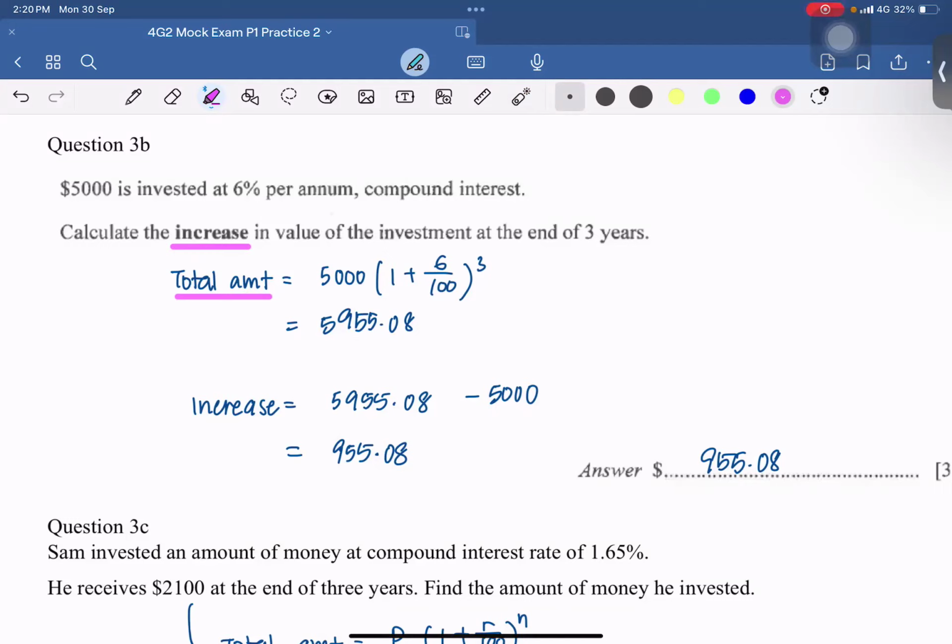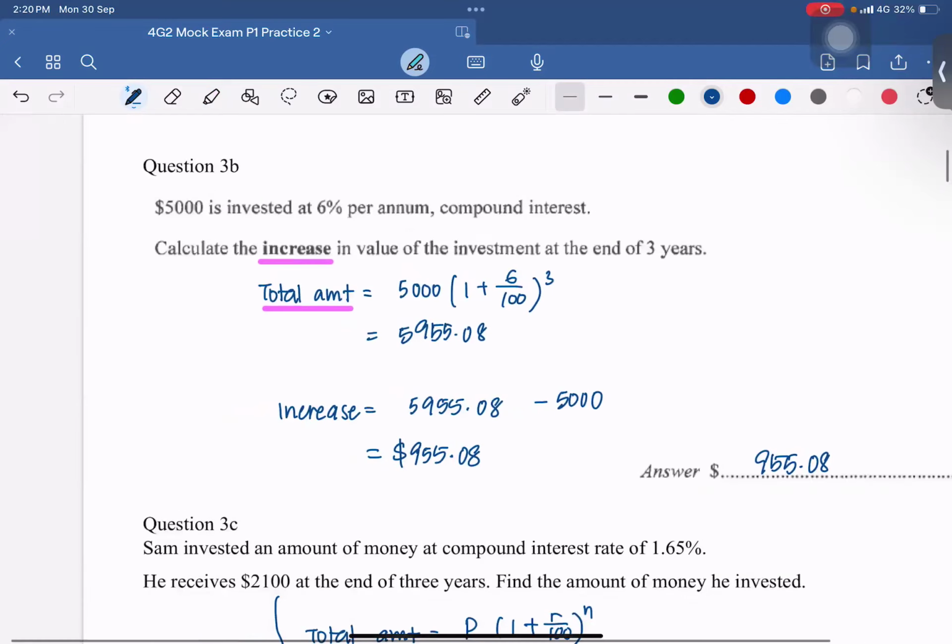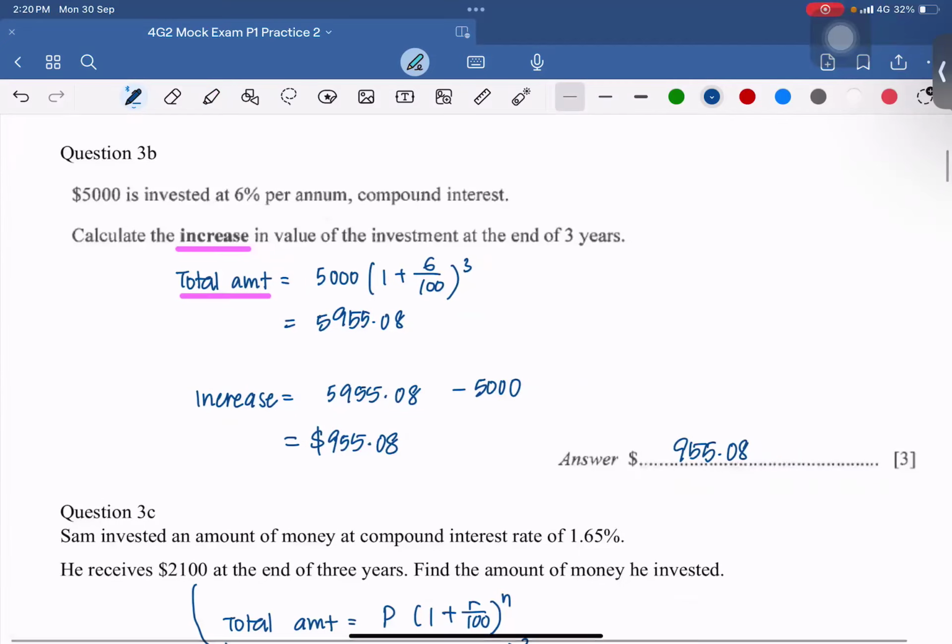How are we going to find the increase? We take the new amount, then do what to it? Minus. Yes. All right, so we minus away and we can get our answer over here. All right, so watch out for the keywords. And in this case, the question even bolded it for us already to highlight to you.